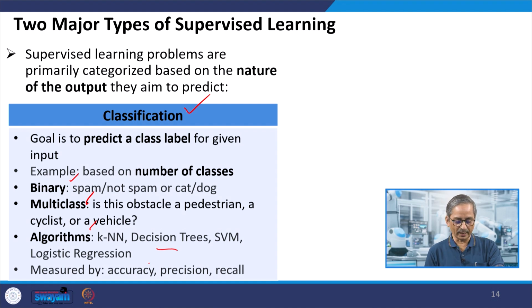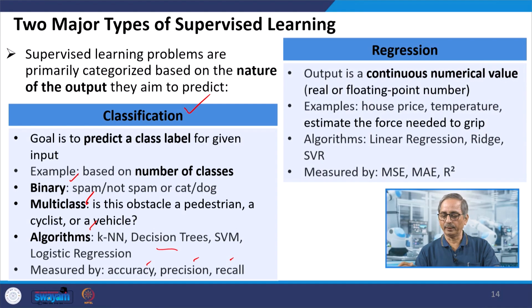And these are measured by, say, accuracy, precision, and recall. So, this is all about classification. Okay. Next type of supervised machine learning is regression.